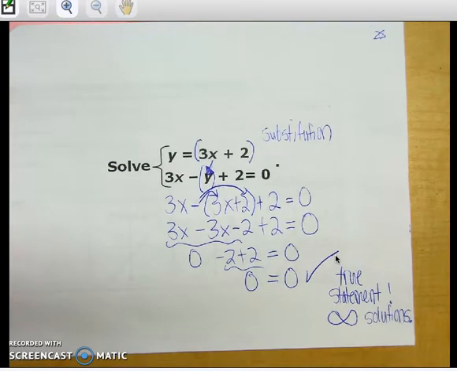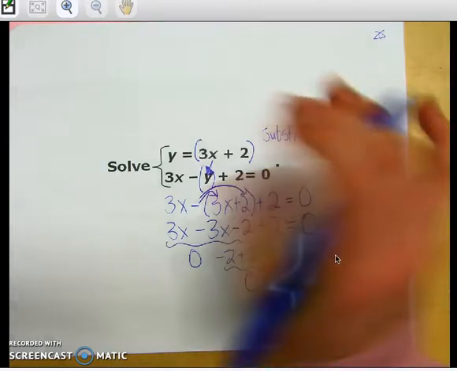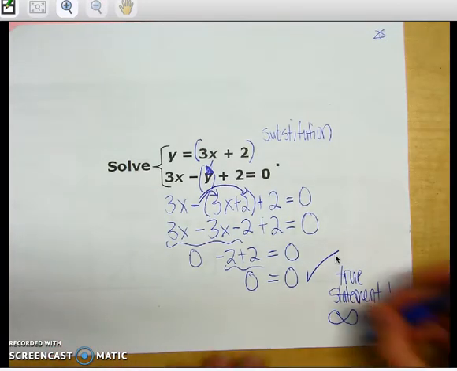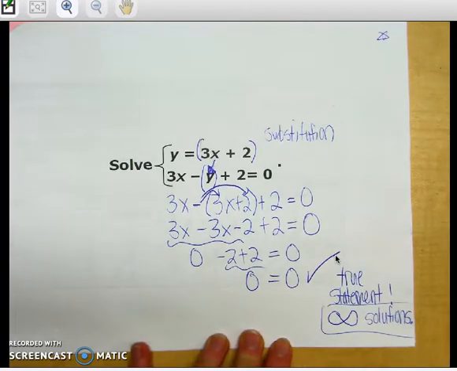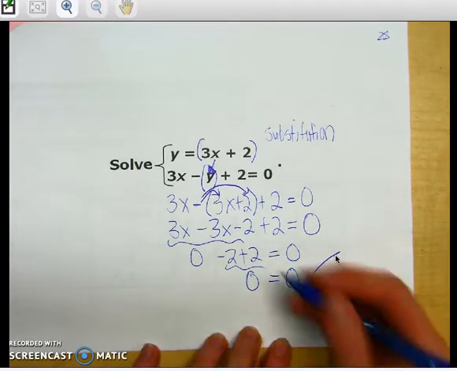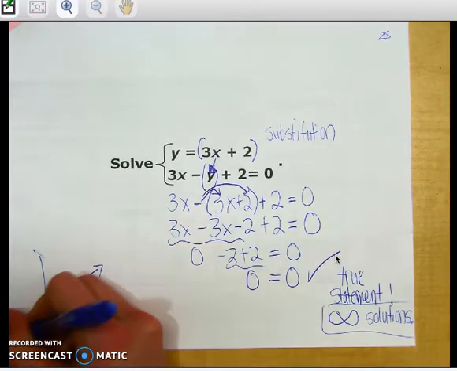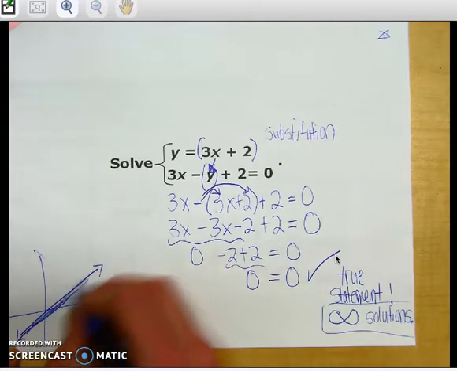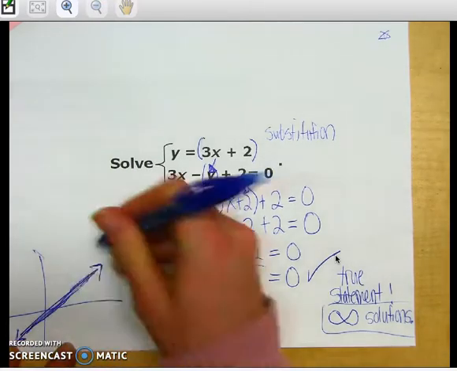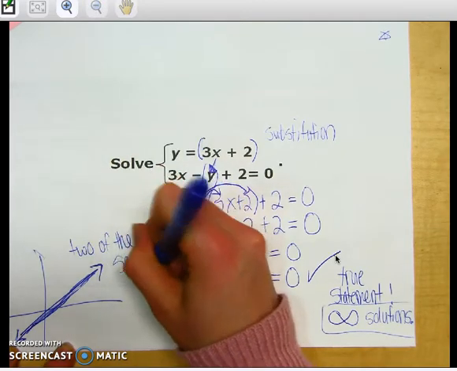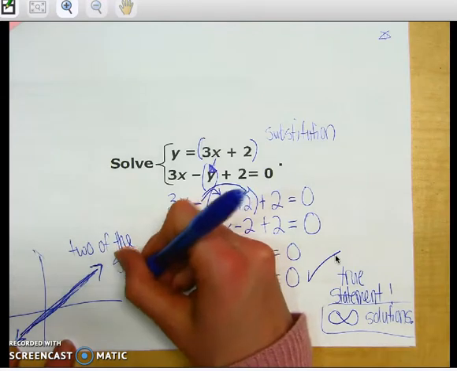Hopefully that makes some sense, right? It's very similar to what we did in previous chapters with inequalities, where your variables canceled out and then you have to assess, is this true or false? And then that will tell you if you have no or infinite solutions. If you remember, for infinite solutions, that was where you graphed two of the exact same line, because they cross an infinite amount of times.